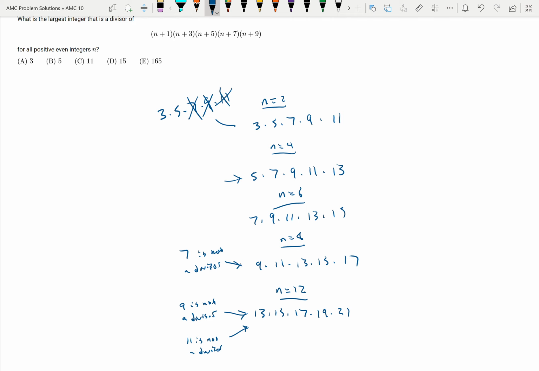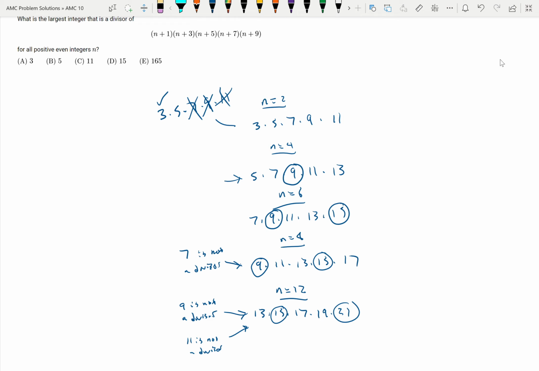The thing about 3 first is, if we look at divisors of 3, here those two numbers are divisible by 3. 9 is divisible by 3. I'll just circle them. Divisible by 3, divisible by 3, and so on. Basically, every third number in this sequence is divisible by 3. So no matter what n equals, one of the numbers is going to be divisible by 3. So 3 is going to be a number that divides for any n.